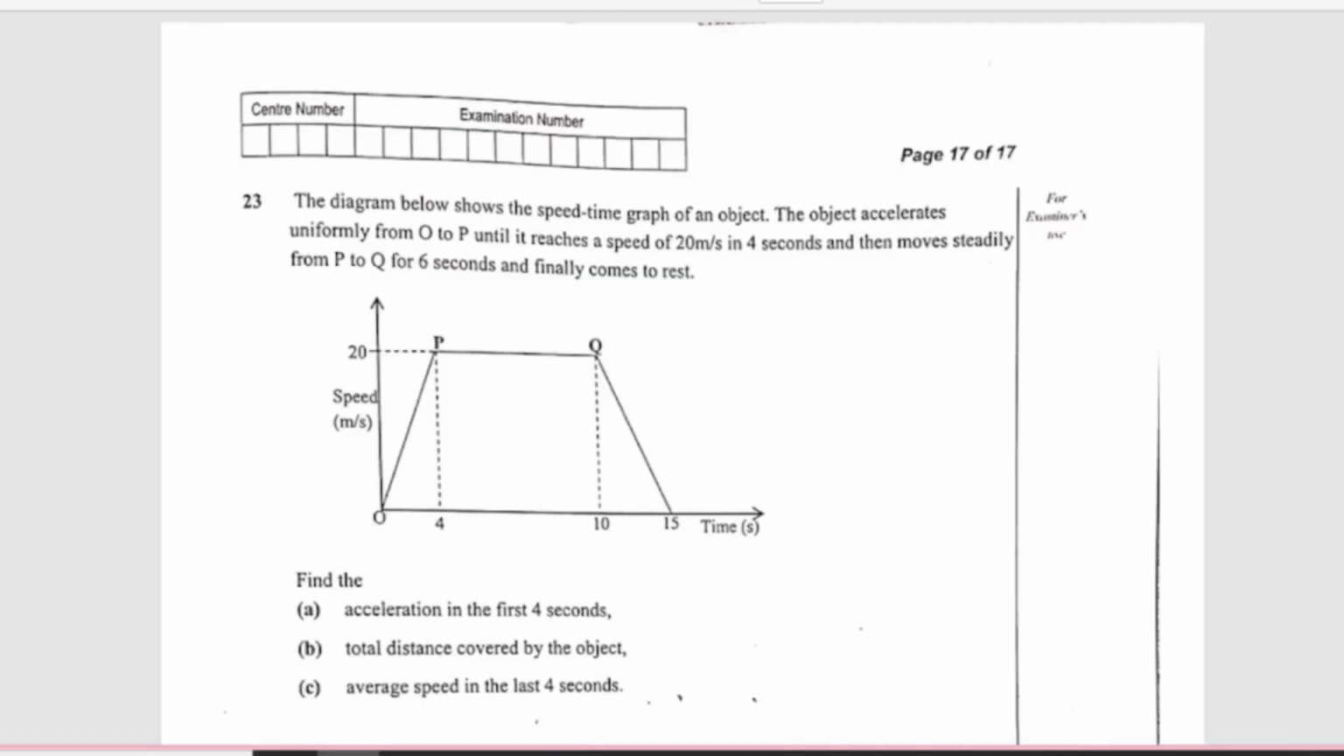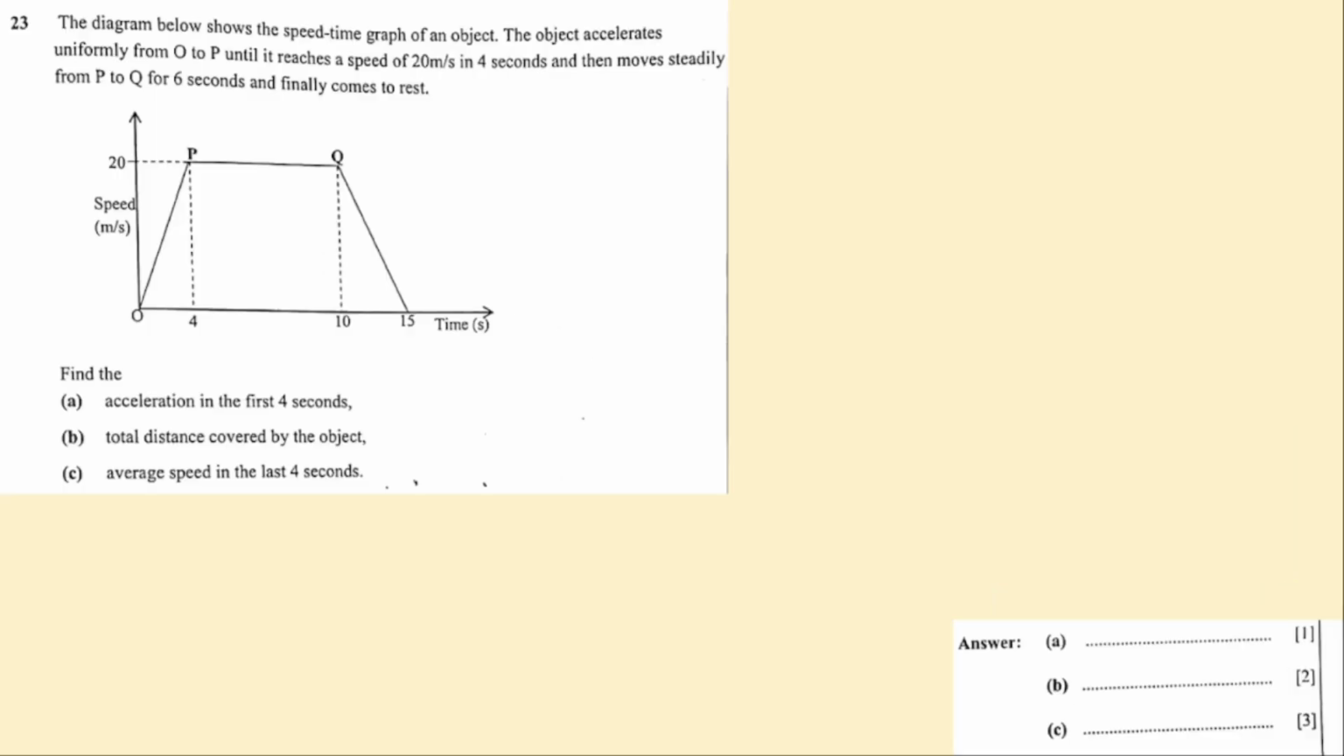Find the A. Acceleration in the first 4 seconds, B. Total distance covered by the object, C. The average speed in the last 4 seconds. I am answering question 23A. I want to find the acceleration in the first 4 seconds. We need to use the formula for acceleration, which I'm writing.